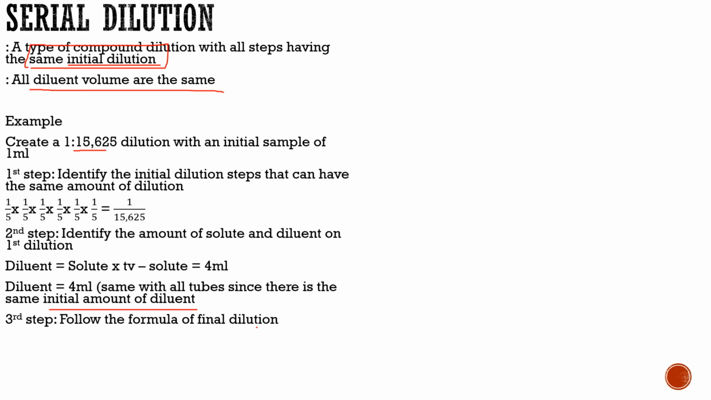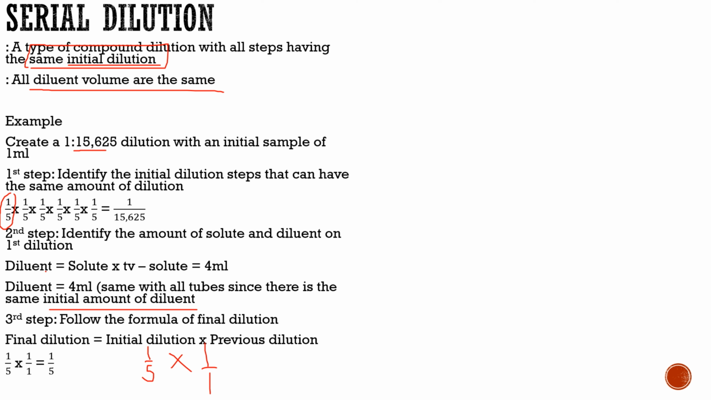Follow the formula of final dilution. Final dilution is equal to initial dilution times previous dilution. So, ang initial dilution mo, 1 is to 5 times 1 is to 1. Again, previous dilution is 1 is to 1 kasi first dilution tube siya. Then, apply mo siya sa second tube. So, final dilution.